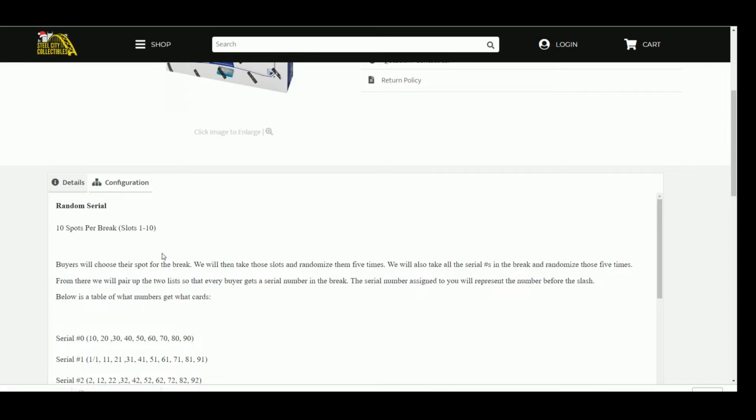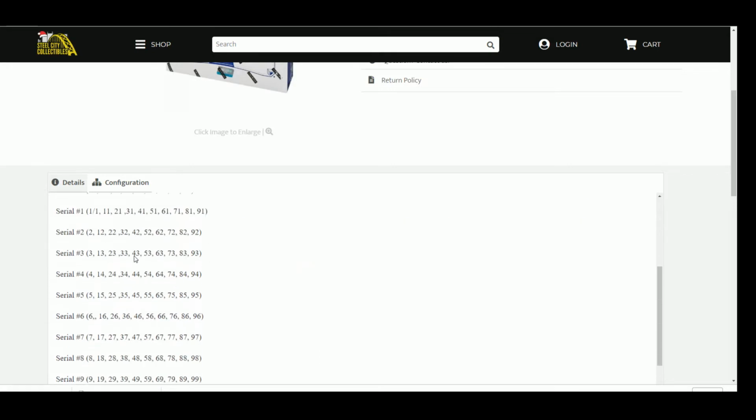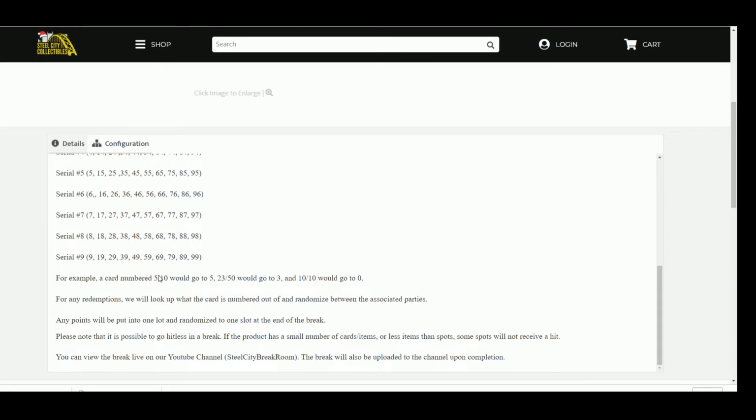From there, we'll pair up the two lists so that every buyer gets a serial number in the break. The serial number assigned to you will represent the number before the slash. Below is a table of what numbers get what cards. So any redemptions, we'll look up what the card is numbered out of and randomize between the associated parties. Any Panini points will be put into one lot and randomized one slot at the end of the break. Please note it is possible to go hitless, and you can view the break live on our YouTube channel. And the break will be uploaded to the channel shortly upon completion.